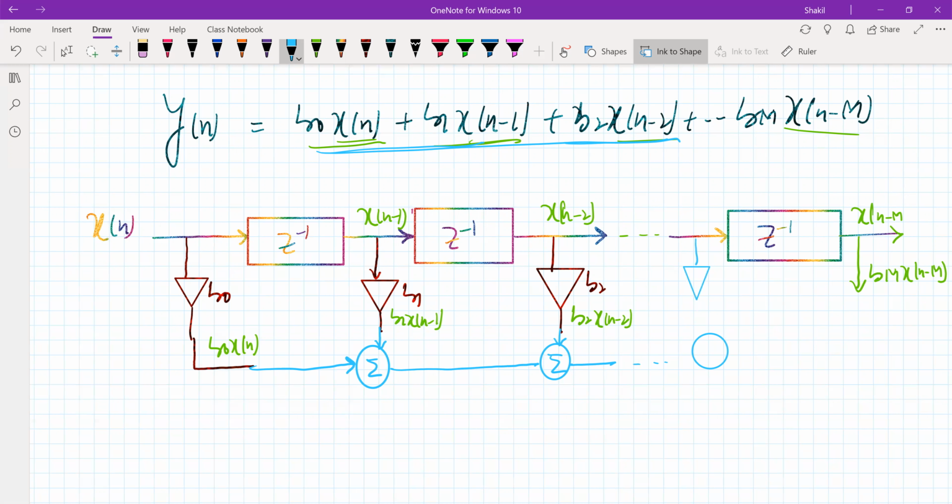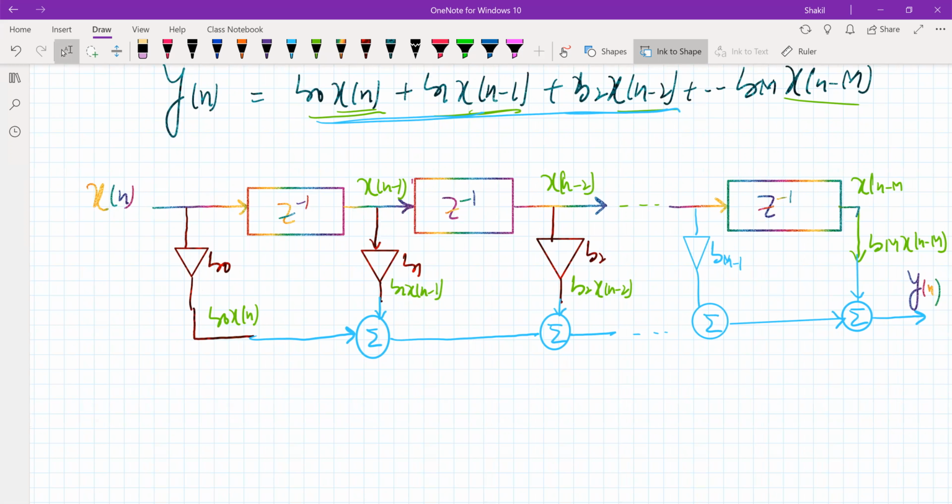Obviously, it will be of m minus 1. We'll add this, and finally we'll add this to this, and this is our y of n. So this is our final y. Right? Have a look at this.